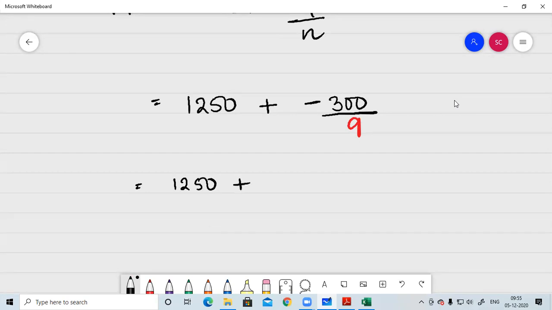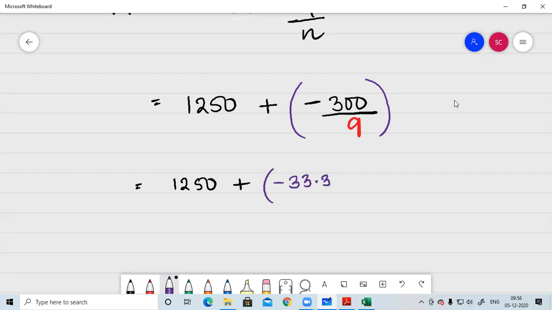Plus, and the answer will come from this part here. Let's put this into brackets and see, so you'll understand it even better now. The answer will come as minus 300 divided by 9. You will get minus 33.33. Are you getting minus 33.33?